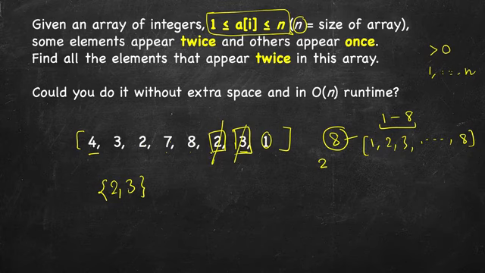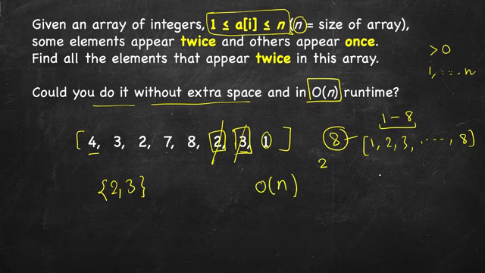So how can we do that? One requirement is that you have to do it without any extra space and in O of n runtime. So if this is just some normal array without this property, then you can do it in O of n time and O of n space. If you use a hash set, you just iterate through it, keep pushing them into the set, and if you encounter it again, then you know that it has already occurred.